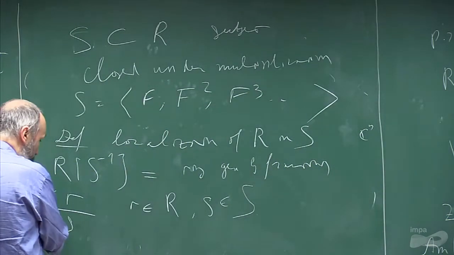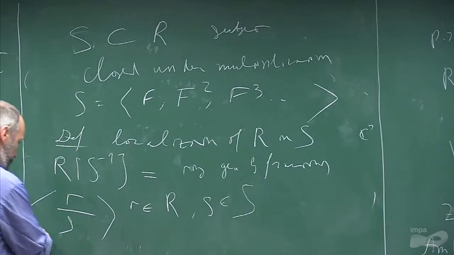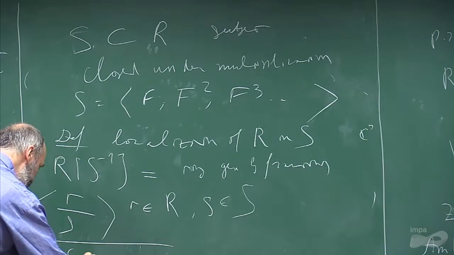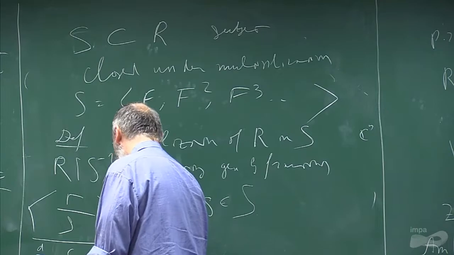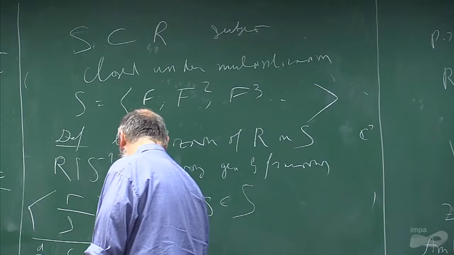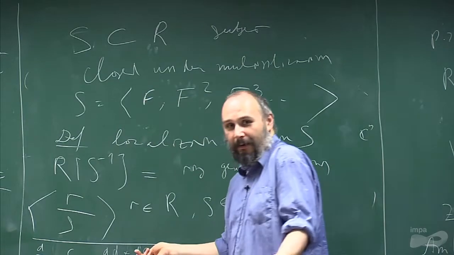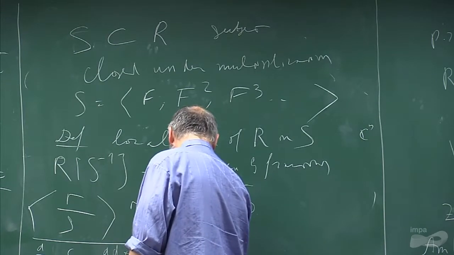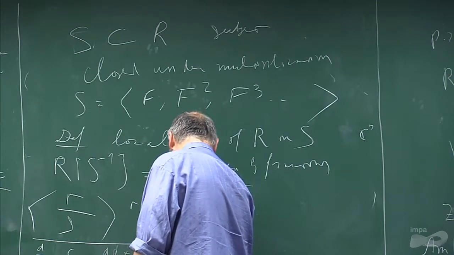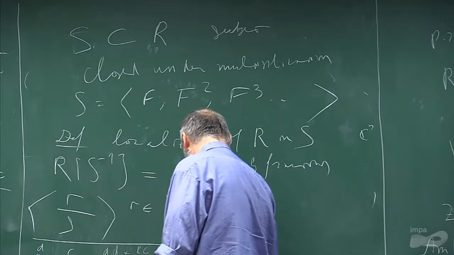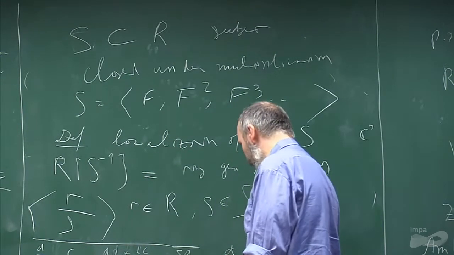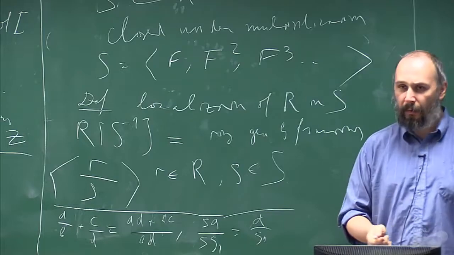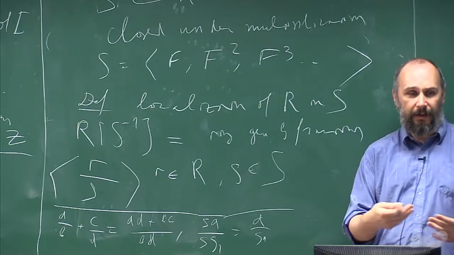And you have relations. First, A by B plus C by D is equal to AD plus BC divided by BD. Standard relations for adding fractions. And second, if you have A divided by S1 is equal to A divided by S1, you can cancel S upstairs. Do you have this notion, rings generated by generators and relations?